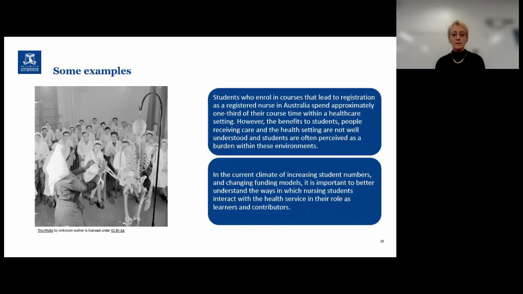So this first one here talks about students who enrol in courses that lead to registration as registered nurses in Australia spend approximately 1/3 of their course time within a healthcare setting. However, the benefits to students and people receiving care in the health setting are not well understood, and students are often perceived as a burden within these environments. And for those of you who this afternoon are watching from a nursing discipline will understand this quite well, and that might intrigue you to think, oh, I might go and see what this research project discovered.